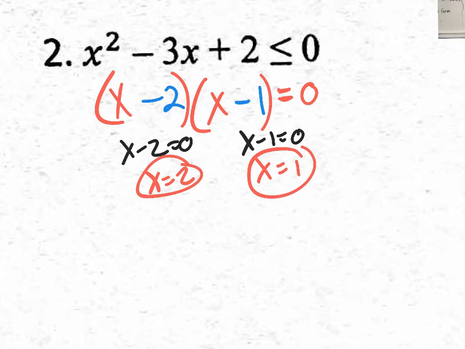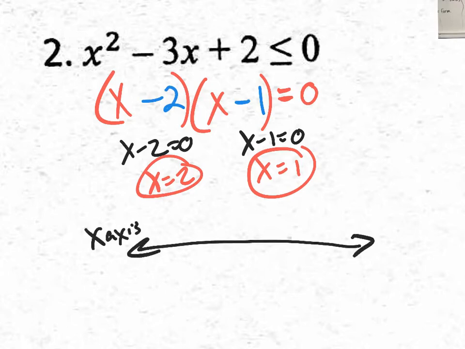Are you with me? Okay, so always solve it like if it were an equation. Get your two answers. We have our two answers. What's the next step? Sketch it on an x-axis, x number line. Okay? So where are these values? Well, 1 would be right here, 2 would be over here, right? Where's 0 at? Before the 1. So that's the y-axis is going to be over here somewhere, right? Because 0 is over here before the 1, obviously.